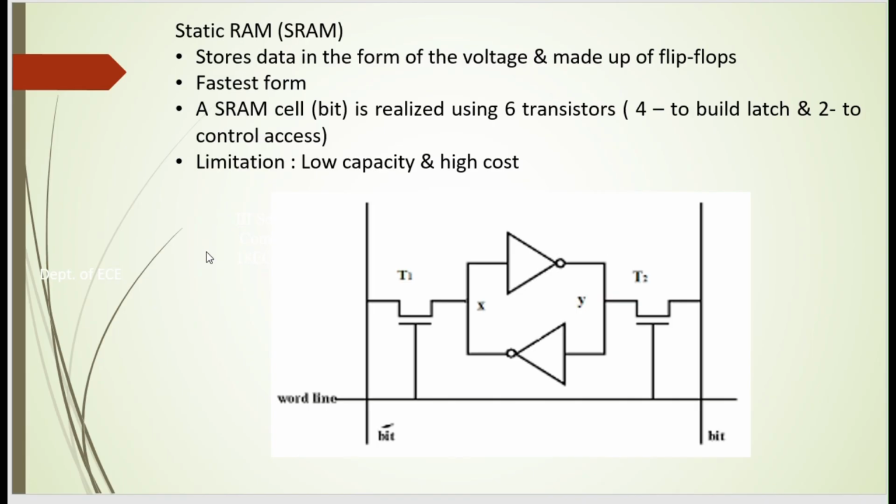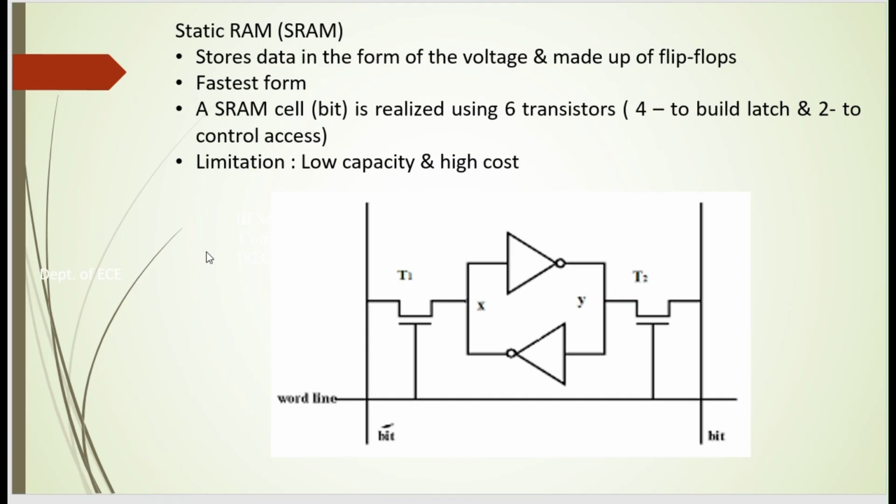SRAM is static RAM and stores data in the form of voltages and is made up of flip-flops. Flip-flops are sequential circuits with clock cycle, and sequential circuits are those circuits in which the output is dependent both on the present as well as the past values. So SRAM is the fastest form.